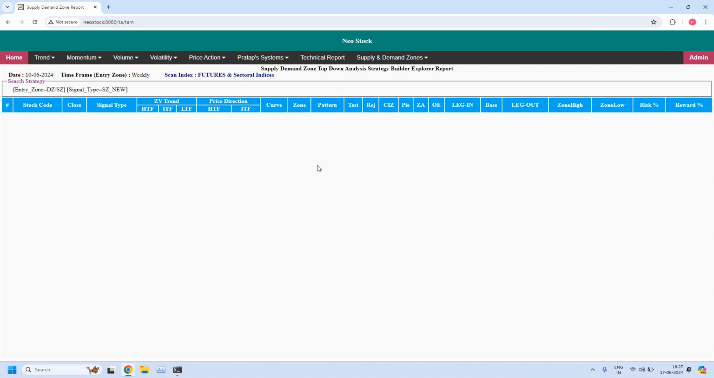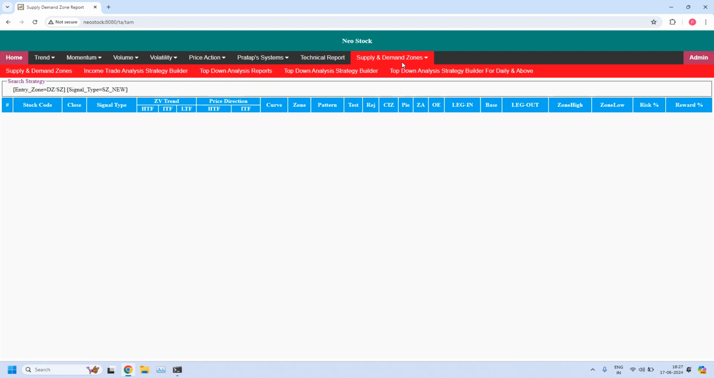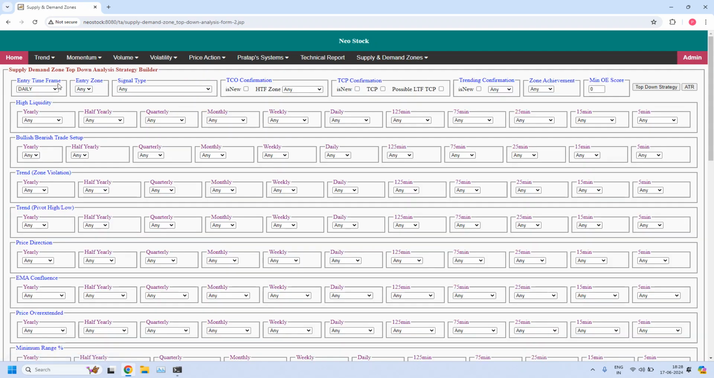Now we will generate the stocks having a EMA confluence. Demand zones having confluence. Later we will see supply zones having a EMA confluence, weekly EMA confluence. So I am selecting the entry time frame weekly and EMA confluence in weekly time frame. I am selecting demand zone having weekly EMA confluence. This is what the meaning.